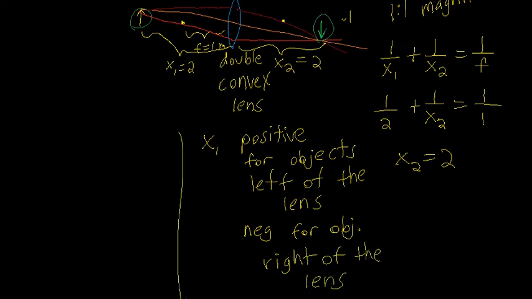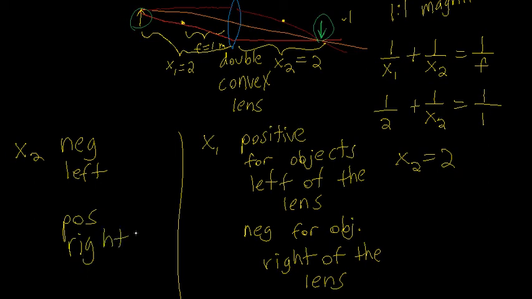And x2 is actually the exact opposite of this. So x2 is negative for objects left of the lens because the object is normally to the right of the lens. It's positive for things on the right of the lens. So here both x1 and x2 are positive because x1 is on the left and x2 is on the right. And we note that x1 equals x2 in this case, and they're both equal to 2. And magnification, which we'll just call m for now, is -1.